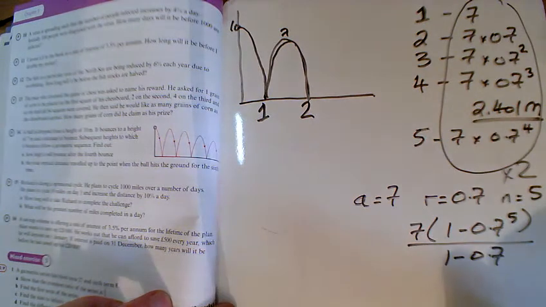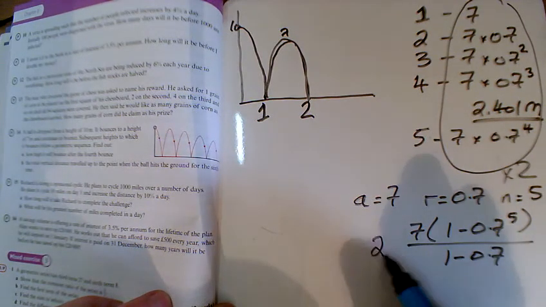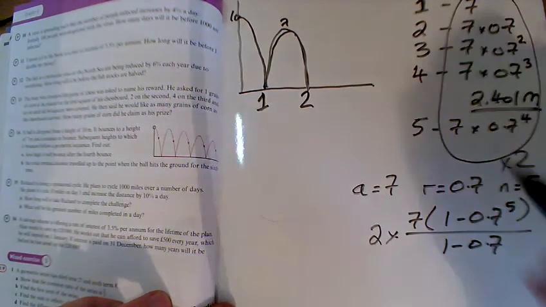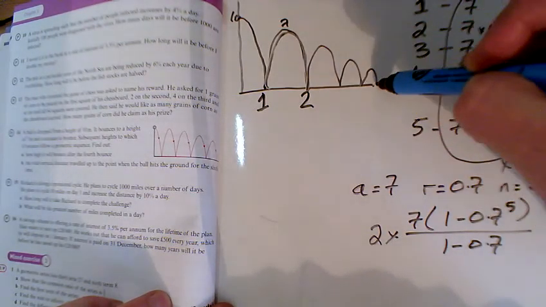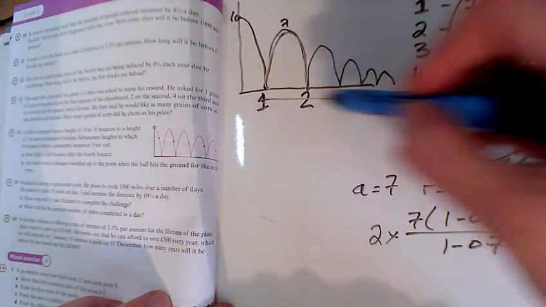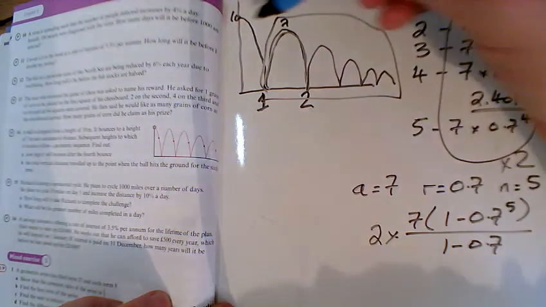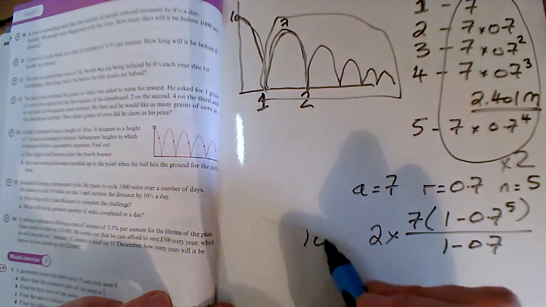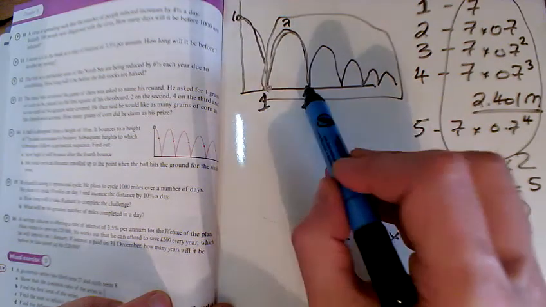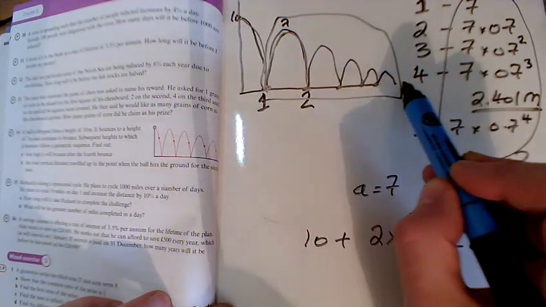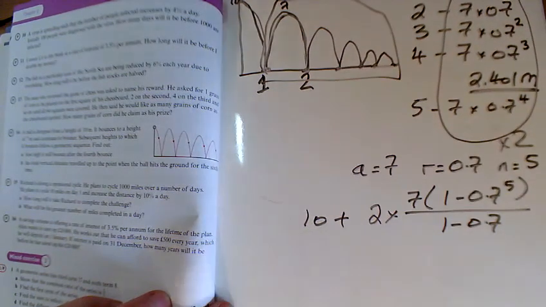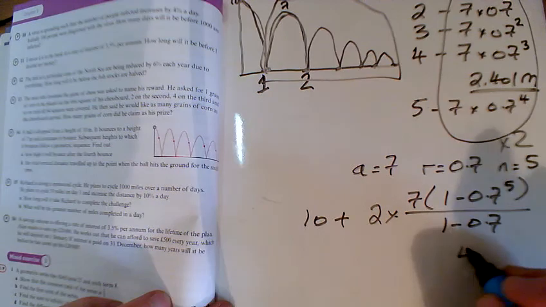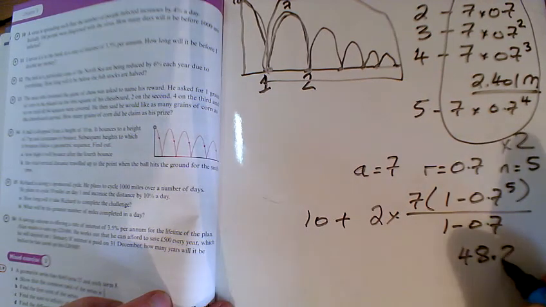So that's that bit. But we need to times that by 2, because it goes up and down. And this will only give us that one, and that bit, and that bit, and that bit, and that bit. That's giving us those. We've also got to add that 10 on from the beginning. Just check that. 1, 2, 3, 4, 5, hits the ground for the sixth time. So it's all about that little bit of thinking. Once you've thought it through, just tap that into the calculator. That works out to be 48.82.